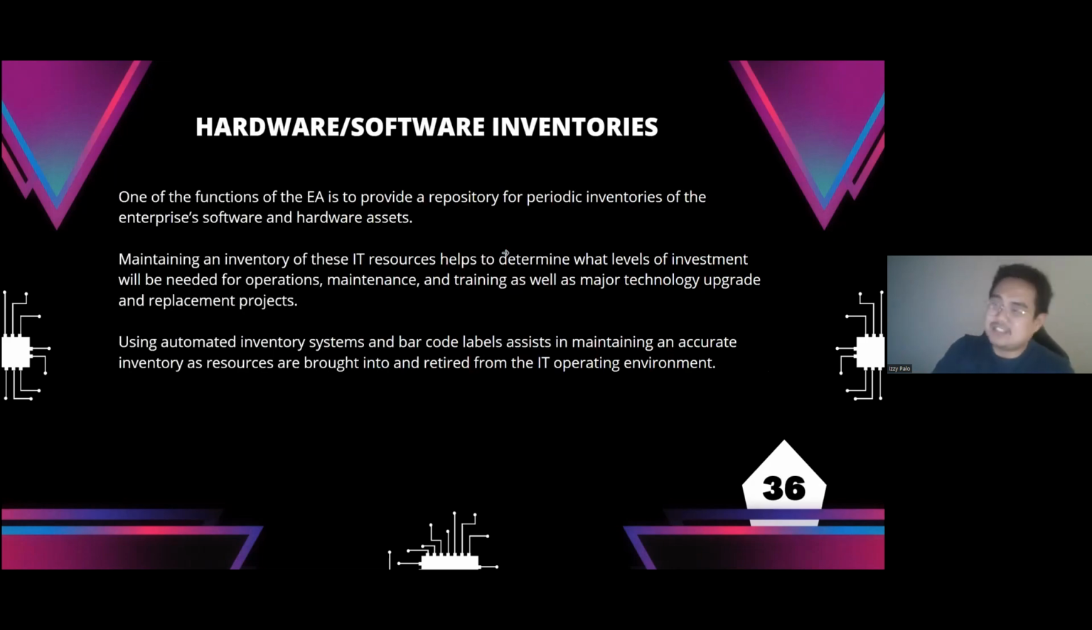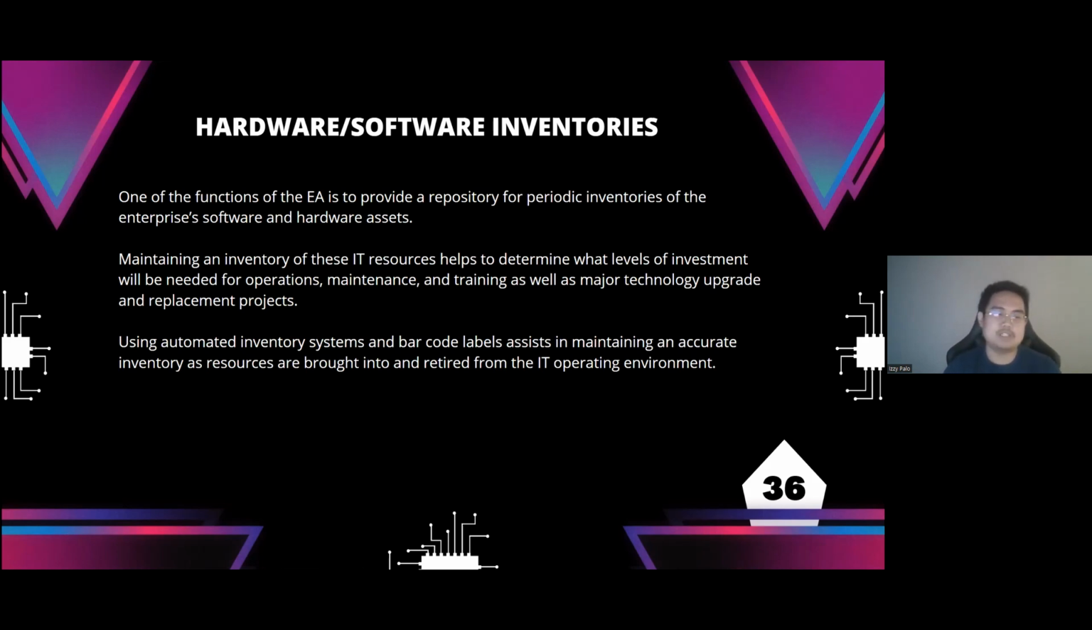And last, for the artifacts under this infrastructure level, are the software and hardware inventories. They should be periodic, and should include the enterprise software and hardware assets. Maintaining this inventory helps to determine what levels of investment will be needed for operations, maintenance, and training, as well as major technology upgrades and replacement projects.